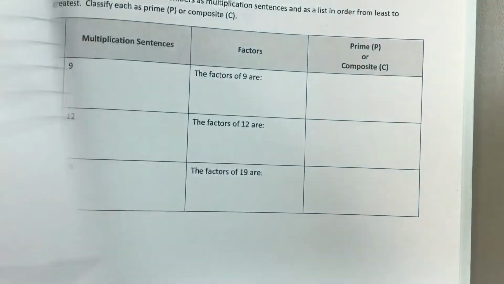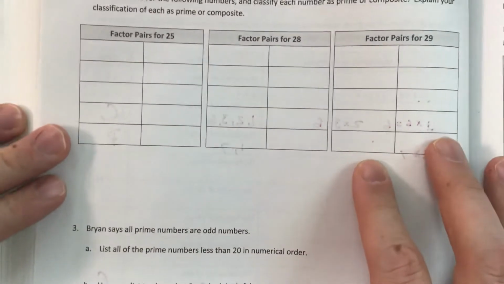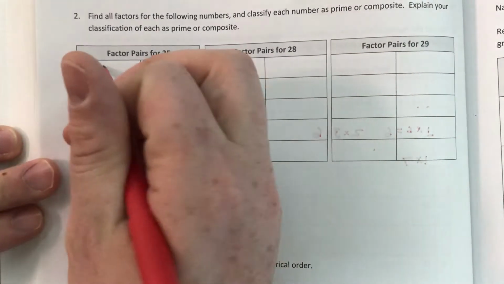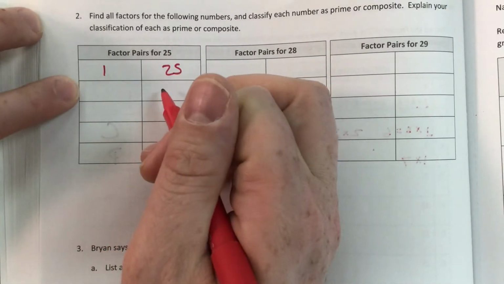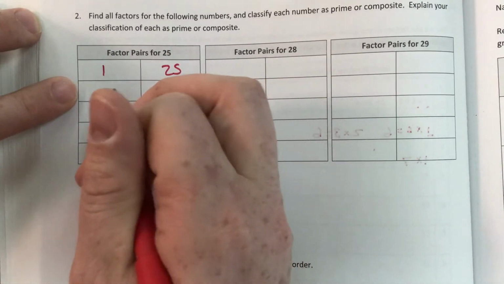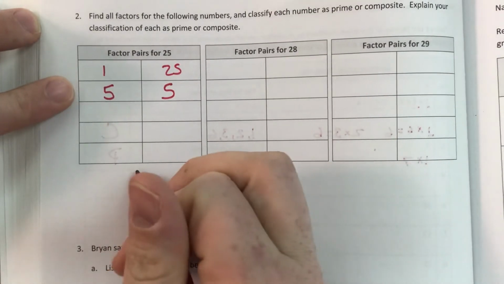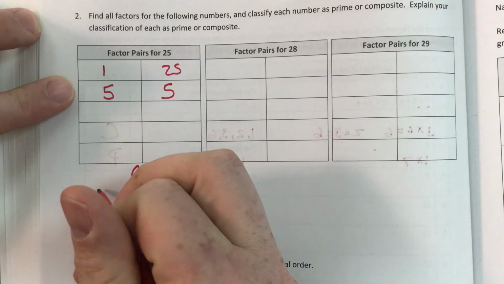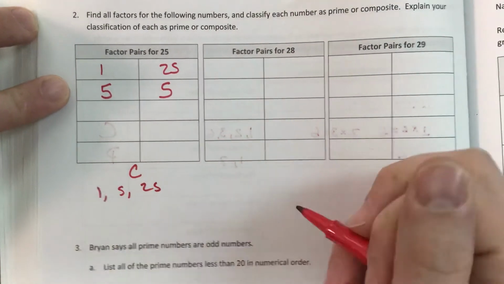So on the back side of the page, we look at the factor pairs for each number. For instance, in this first one, we know we have 1 times 25. 2, nope. 3, nope. 4, nope. But 5, yes. 5 times 5. So this would be a composite, and our factors would be 1, 5, and 25.